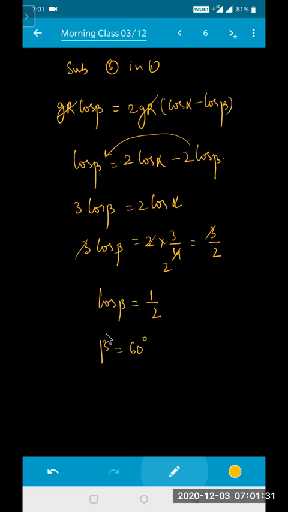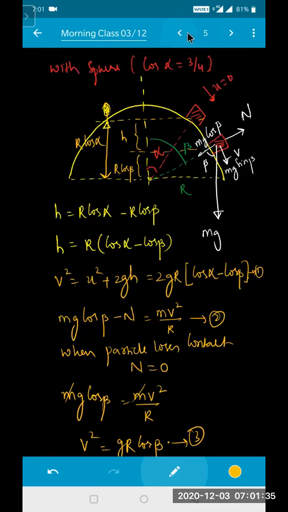So beta is 60 degrees. That means where it loses contact, the angle made with the vertical is 60 degrees, and it loses contact with the given floor. Is it clear? Yes, sir. So I hope you can do such types of equations easily.